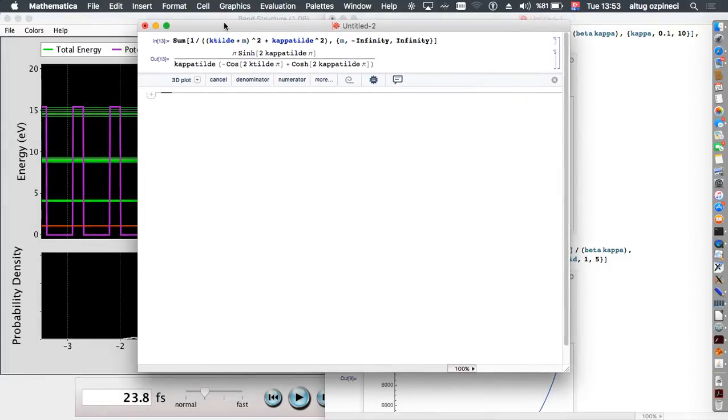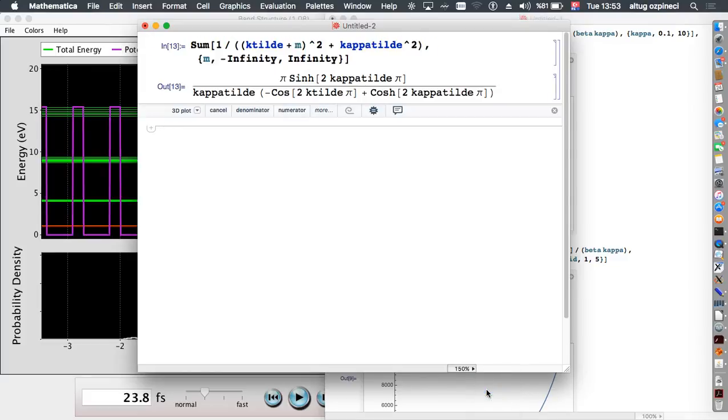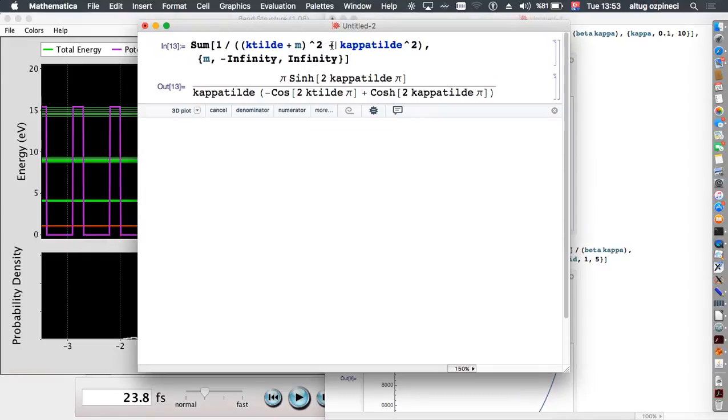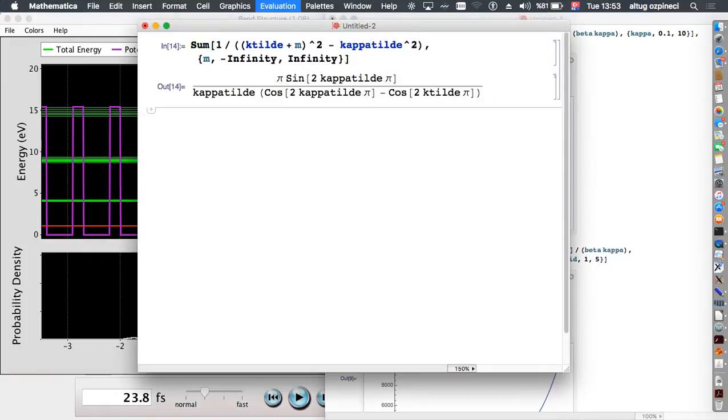Well, the sum is an analytical function. Let me just enlarge it a bit. This is the sum. Is everything correct? Here the sign is minus. Sorry. Okay, so this is the sum that we have.